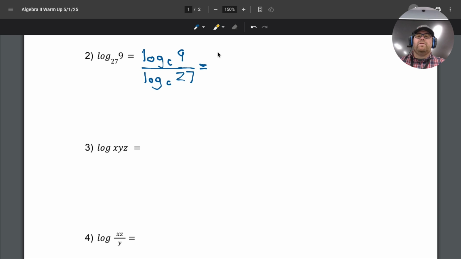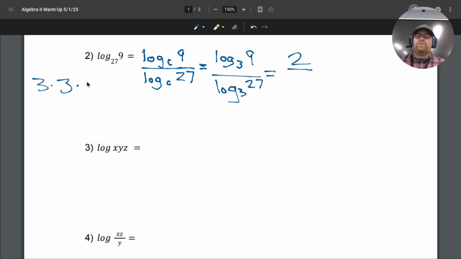So this equals log base 3 of 9 over log base 3 of 27. Log base 3 of 9 is going to be, well, how many 3s do I need to multiply to get 9? Well, if I do 3 times 3, that gives me 9. So only 2. And then on the bottom, how many 3s do I need to multiply to get 27? Well, 3 times 3 is 9. Multiply by 3 again, you get 27. So that's 1, 2, 3 3s. So our solution here is 2/3.